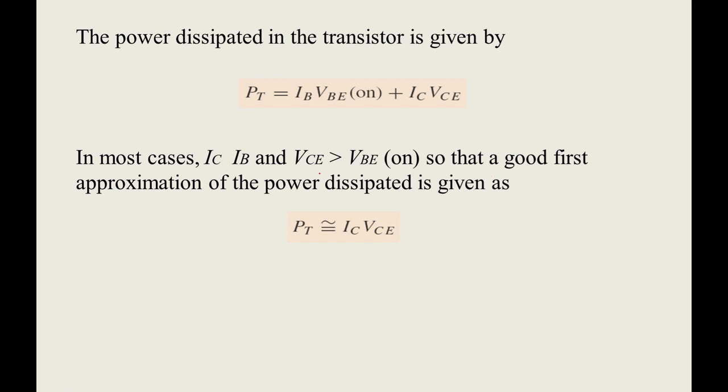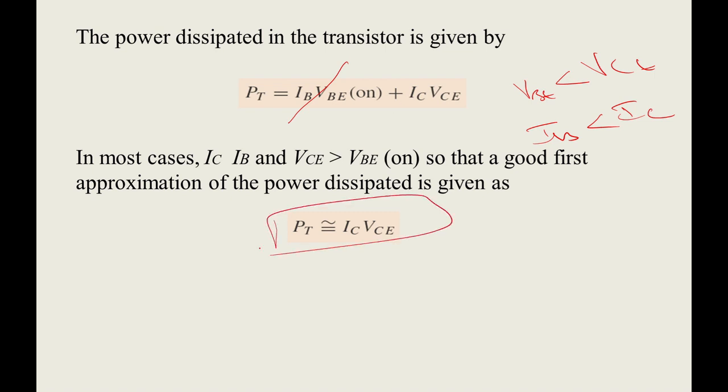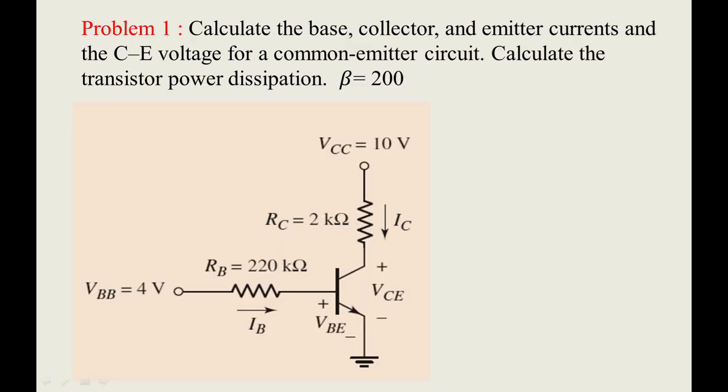When you go for the good approximation, you know that VBE will be very very small. So VC will be very large. Similarly in terms of current, the IB will be very very small and IC will be larger. So with that approximation I can remove this product and I can write the power dissipation of the transistor is approximately equal to IC times VCE. So this is a good approximation that you can use solving the problems.